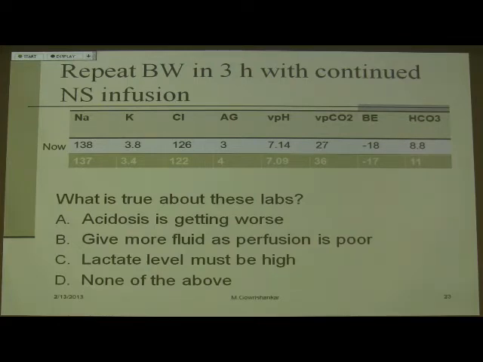Right? Daniel? Yes? Perfusion, that's what we're thinking about. So the base excess has changed, if anything, by 1. So what's the next thing that we need to look at? If you are thinking this is because of poor perfusion, and therefore we need to give this patient more fluid, what are we worried about? We're worried about lactate. What would lactate do to your anion gap?